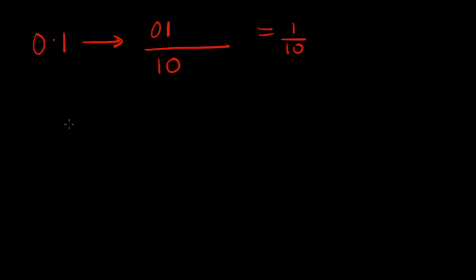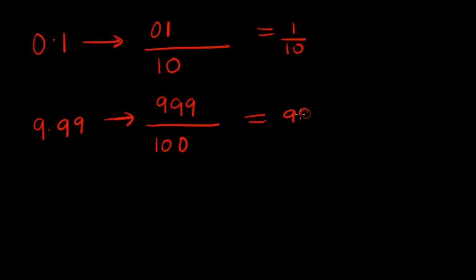Now if it was 9.99, this time there are 2 digits after the decimal point, so there will be 2 zeros after 1 in the denominator, and in the numerator I'll just simply neglect the decimal point and it will be 999 upon 100. And so we have finally recapped fractions and we have completed.